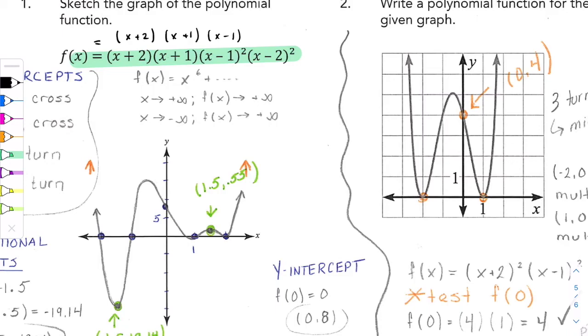So what I'm doing right now is I'm writing my expanded function, meaning I'm not including any exponents. Right here, instead of writing x minus 1 squared, I wrote x minus 1 times x minus 1. And instead of writing x minus 2 squared, I have x minus 2 times x minus 2.